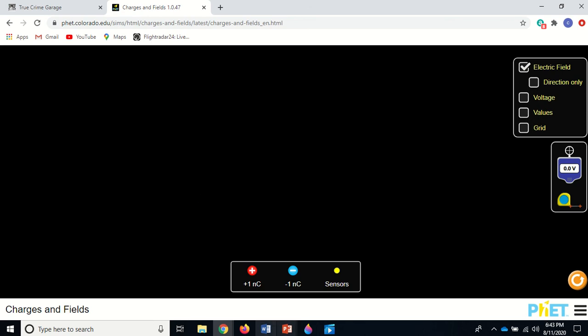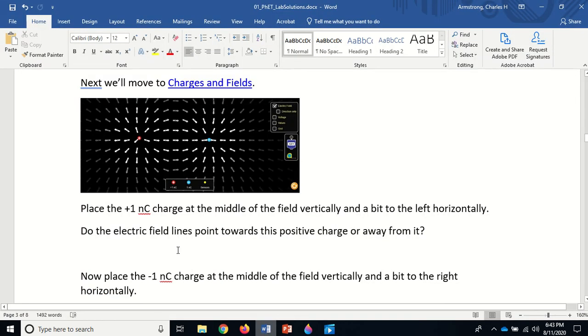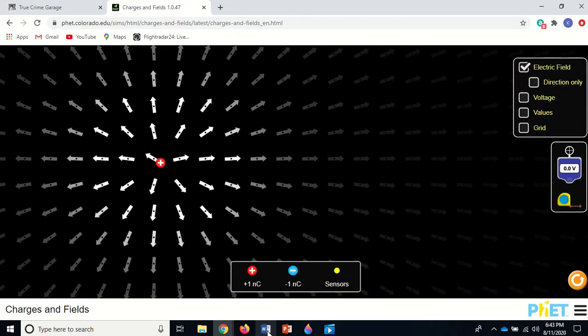It's going to tell us to put the positive one out first. How do I know that? Because I wrote it. Place the +1 nanocoulomb charge in the middle of the field vertically and a bit to the left horizontally. Okay, so there it is. I placed it right about in the middle and to the left. Do the electric field lines point towards or away from this positive charge? They point away from the positive charge.